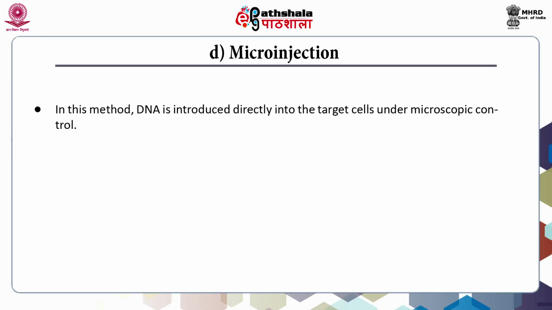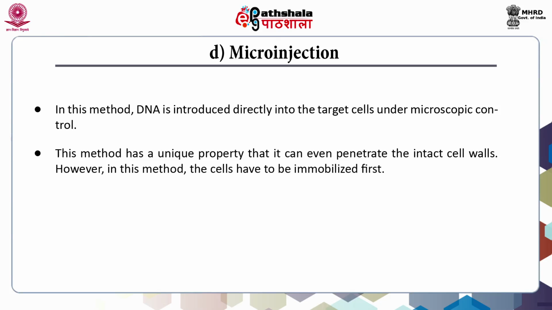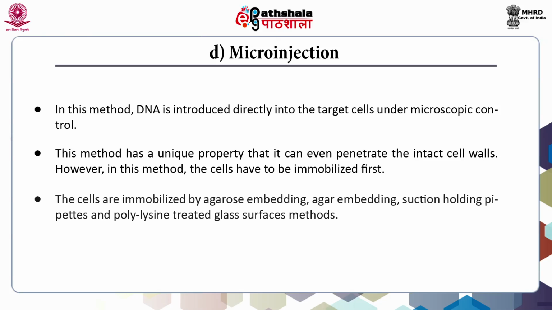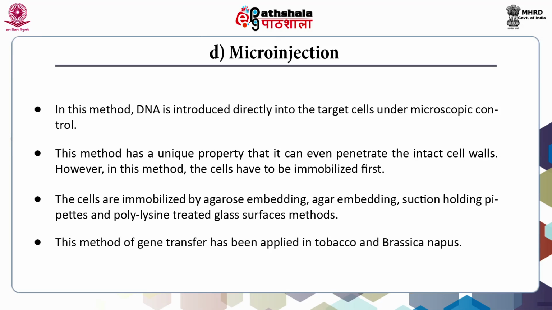In this method, DNA is introduced directly into the target cells under microscopic control. This method has a very unique property in that it can even penetrate intact cell walls. However, the cells have to be immobilized first. How can the immobilization be done? Immobilization can be done by agarose embedding, agar embedding, suction holding pipettes and polylysine-treated glass surface methods. This method has been applied to raise transgenic plants of tobacco and Brassica napus.